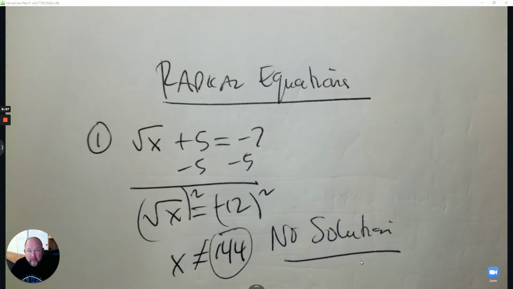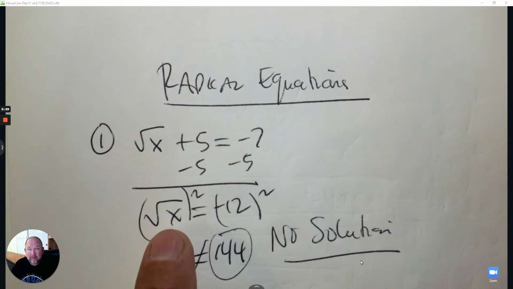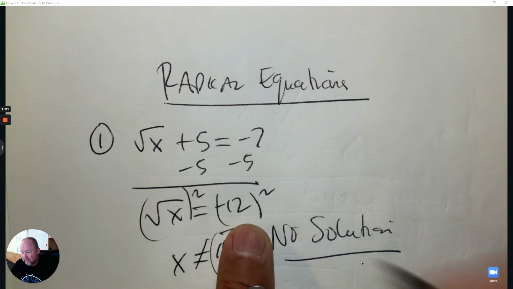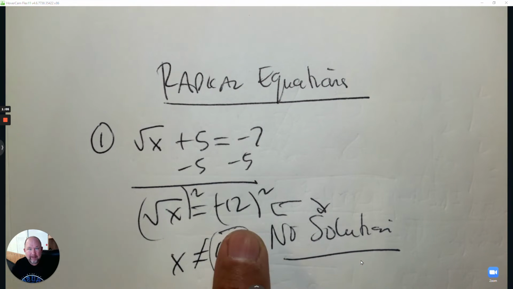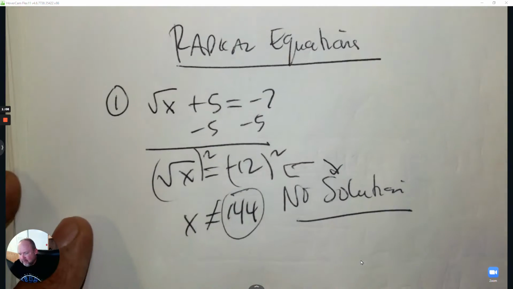And that answer is extraneous. In fact, at this step where it said the square root of x equals negative 12, right there I would know there's no solution because the square root of a number can't be negative. Let's look at another example.